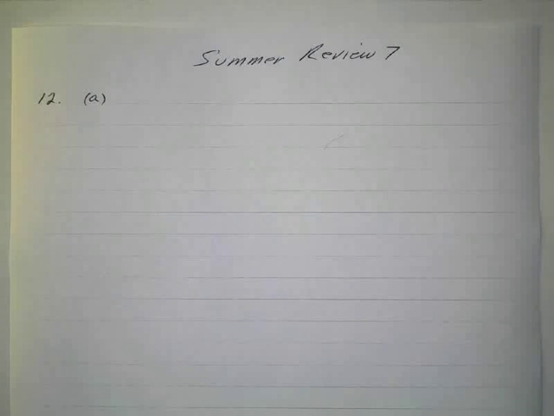Okay, this is number 12 from the summer review number 7, and it's got quite a few parts. First of all, it says circle O has center O at (2, 4) and point P at (8, 7). So we could graph that just to see it.